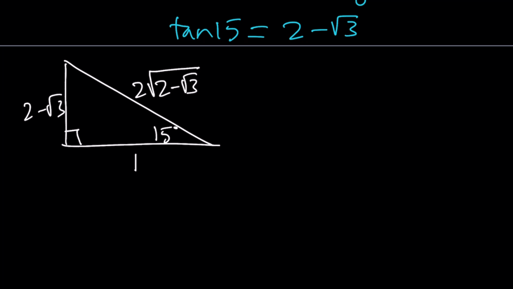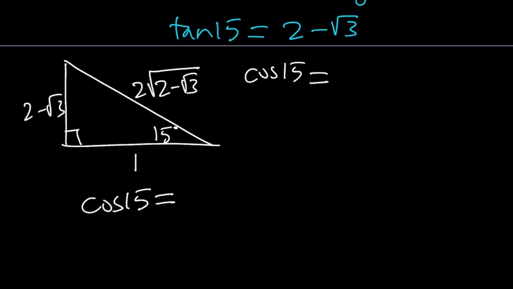By using the Pythagorean theorem, you find that the hypotenuse is 2 times the square root of 2 minus root 3. Okay, and from here, here's what I would like to do. I would like to evaluate cosine of 15, and I'll tell you in a little bit why, or you'll understand why. So let me go ahead and do it here so I can save some space.